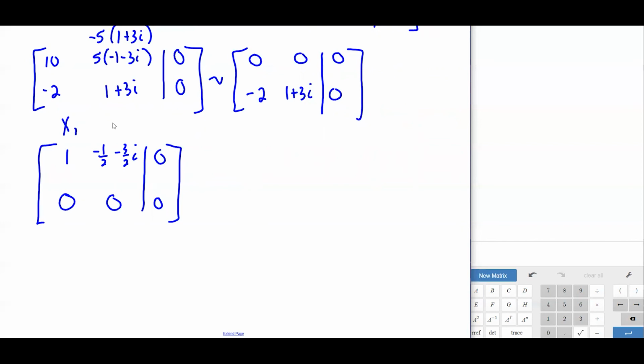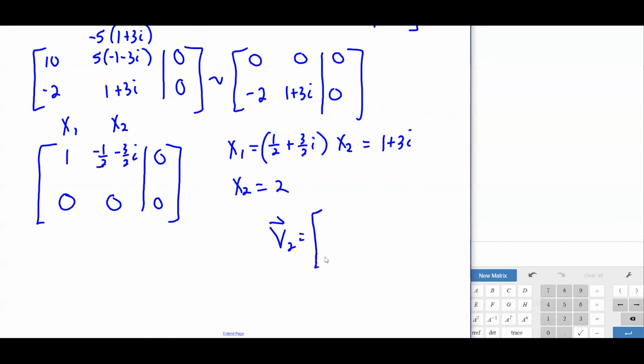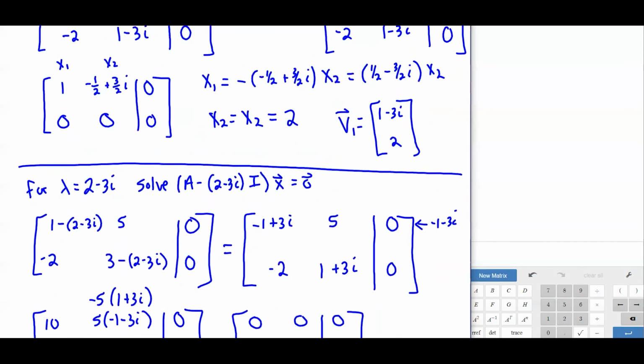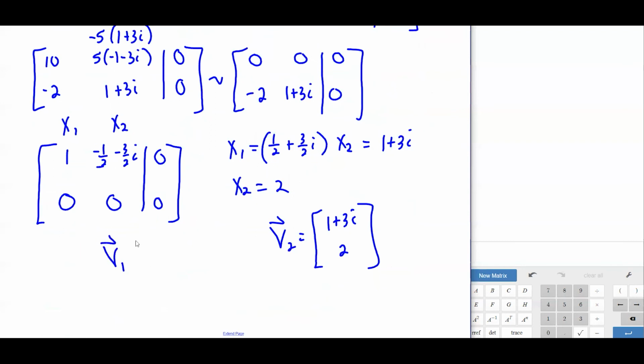So we've got basic variable x1, free variable x2. So x1 is the negative of this, which would be 1/2 plus 3/2 i times x2, and x2 is free. Let's let x2 be 2, and it will cancel these fractions. I get 1 plus 3i. So our second eigenvector will be 1 plus 3i, 2. And what was our first one? Our first one was 1 minus 3i. You can see that our eigenvectors are conjugate pairs as well.